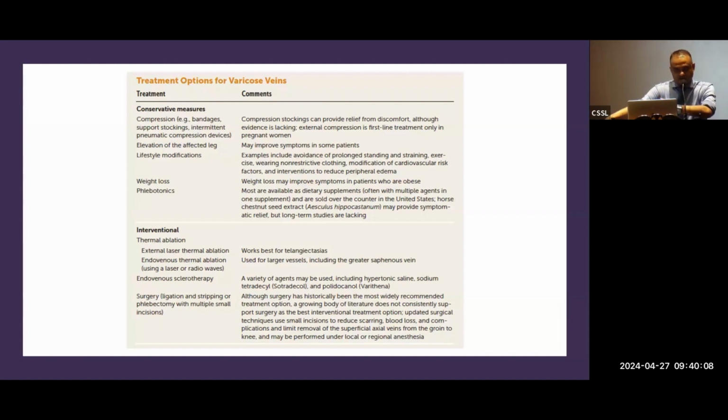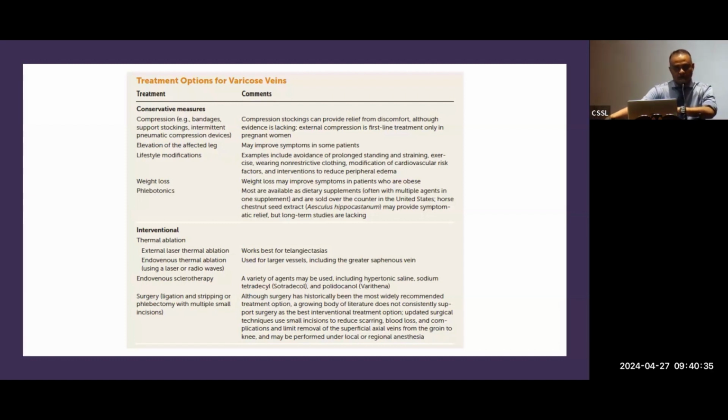The treatment methods that you have for varicose veins. Once you decide that the patient deserves or requires treatment, there are certain treatment methods that are available to you. Starting from simple compression therapy to veno-active drugs, to sclerotherapy, to foam sclerotherapy, to thermal ablation, to non-thermal ablation, to surgery. So that's the spectrum of treatment you have.